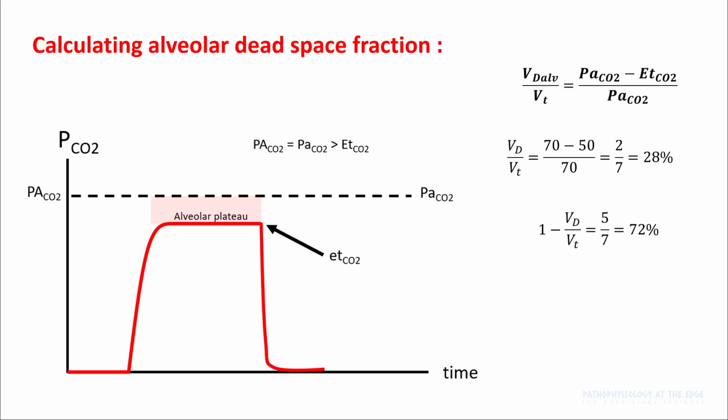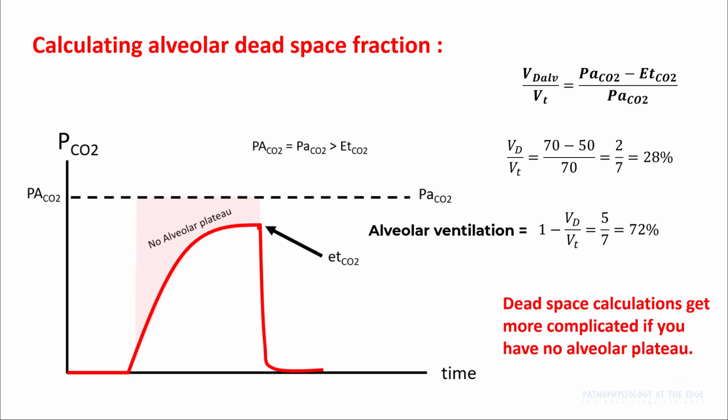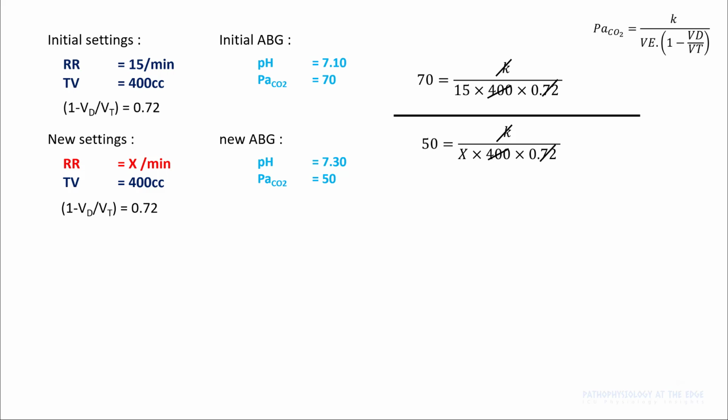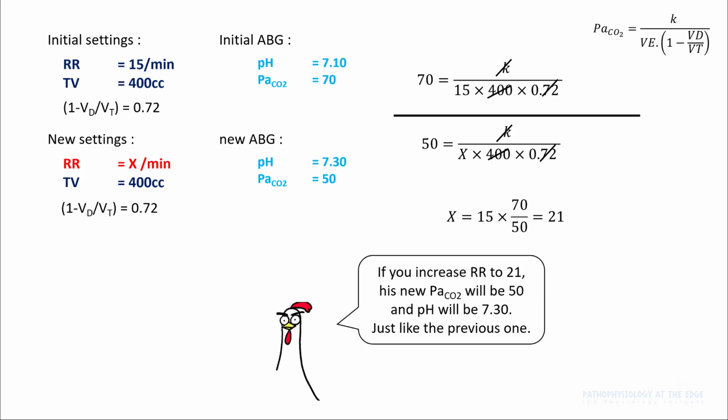And in this patient, we found that your VD by VT is 28%. So 1 minus VD by VT is 72%. Dead space calculation can get more complicated if you have no alveolar plateau, and we have discussed this in our previous lecture. Go ahead and review that. Plugging this into the new equation, you again get two equations, and you can simply calculate X, and your X turns out to be 21 again in this case.